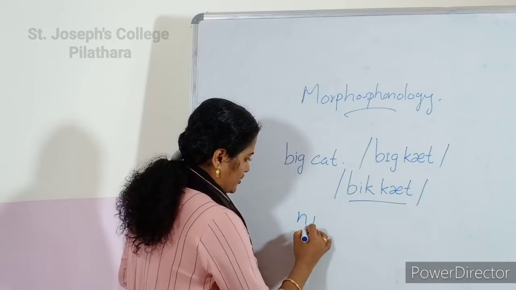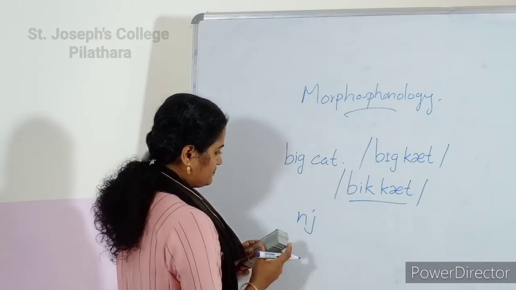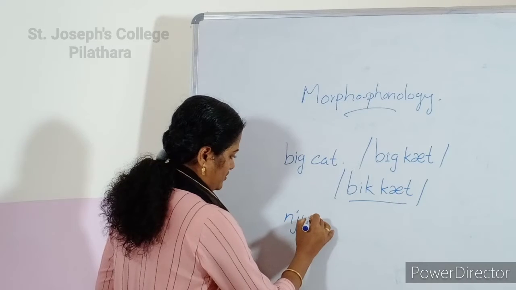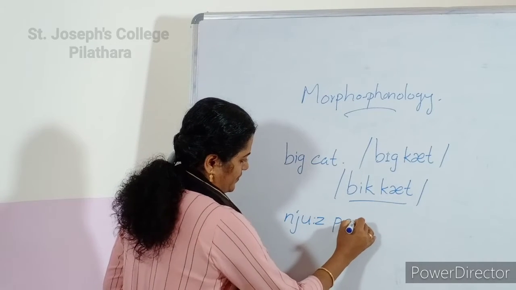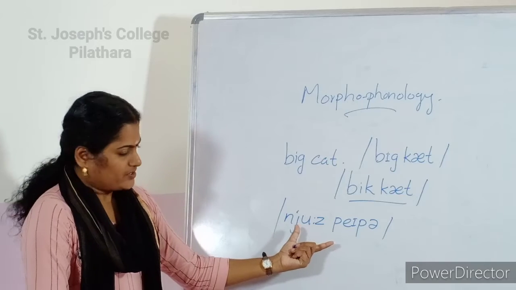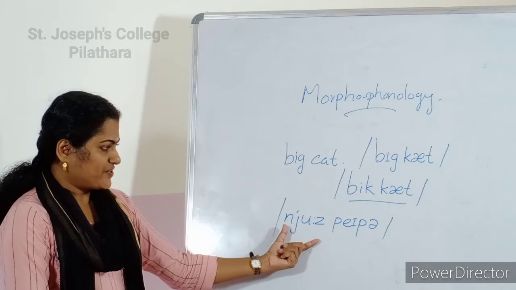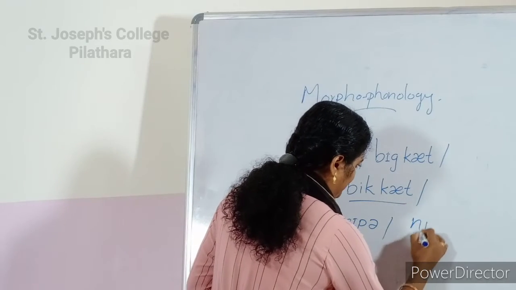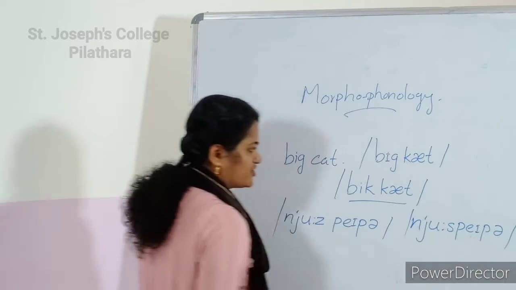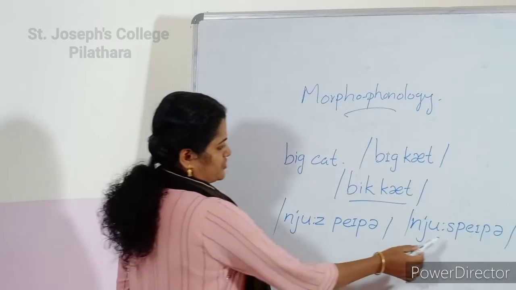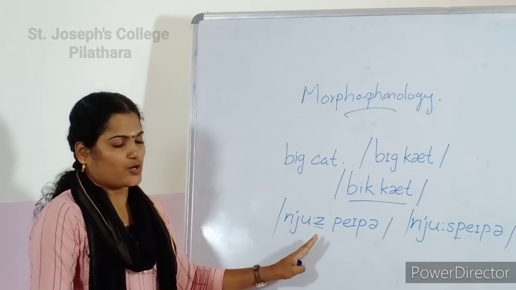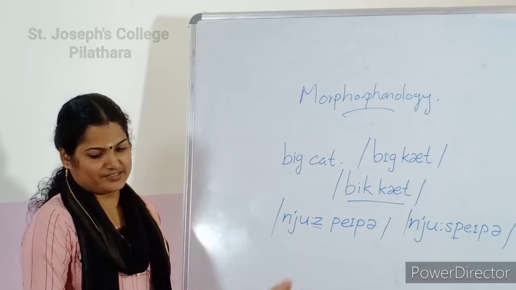Another example, newspaper. This newspaper, in rapid speech, changes into newspaper. So with the influence of the s sound, this z sound changes into s. This process of sound change is known as assimilation.